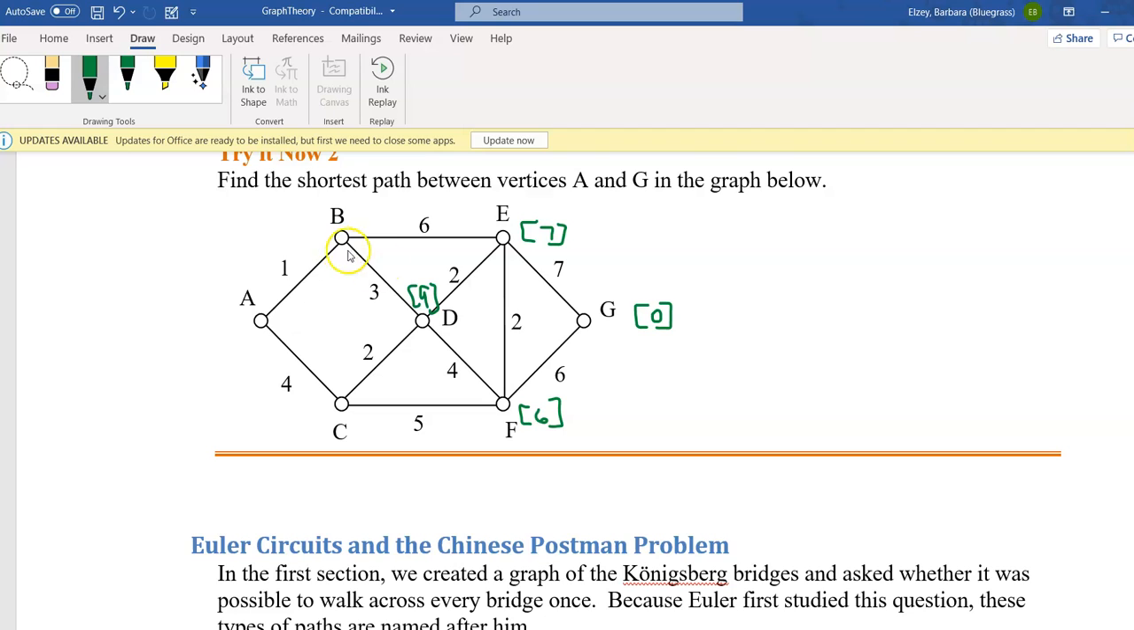Now let's go back to B and C, which are kind of next when we go backwards. B, we could come in from E, which would be 6 more added to the 7, or 13. Or we could come in from D, which would be 3 more added to 9, which would be 12. And so 12 is the smaller amount.